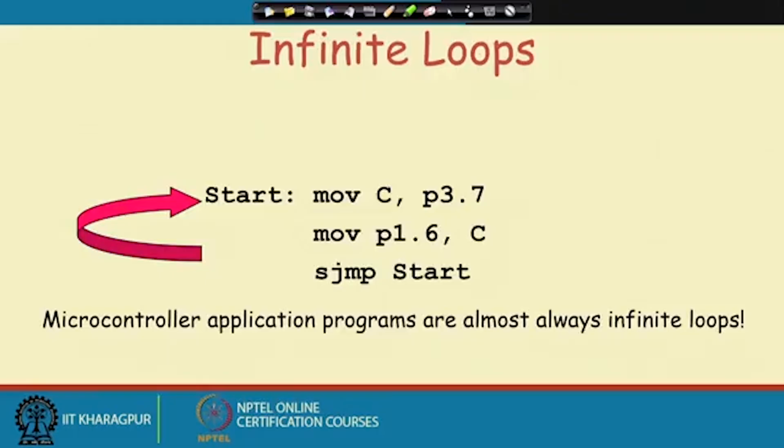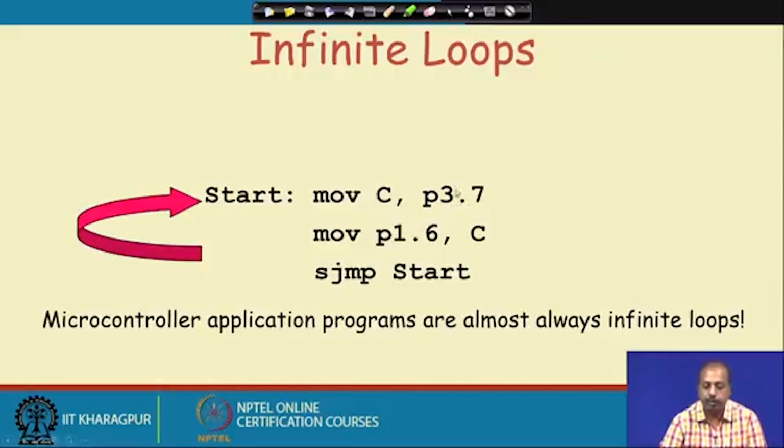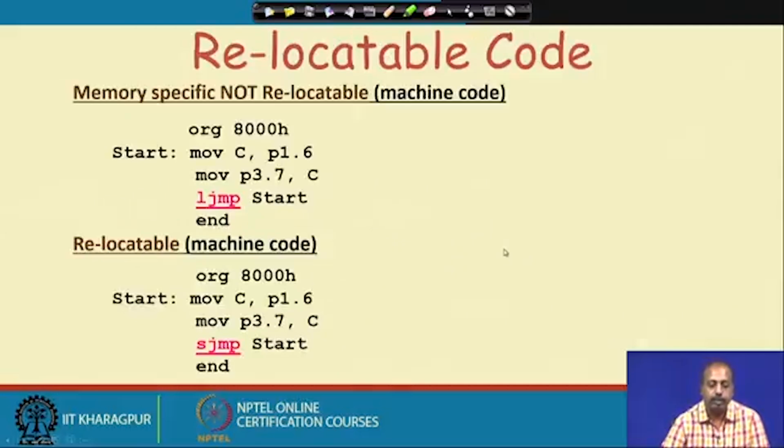A typical example can be like this. MOV C, P3.7. So, this port 3.7 bit comes to the carry flag, and then the carry flag is moved to P1.6. As a result, port 3's bit number 7 is moved to port 1's bit number 6, and then SJMP starts. So, it continually copies the content of this bit onto P1.6. This way we can have an infinite loop. SJMP type of instructions can be helpful if the program is small enough.